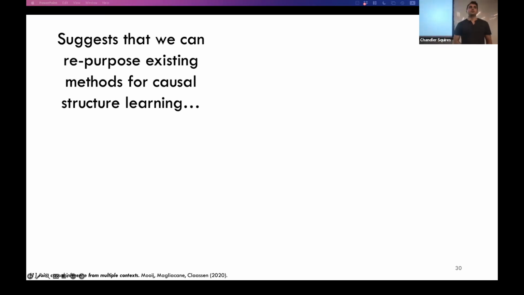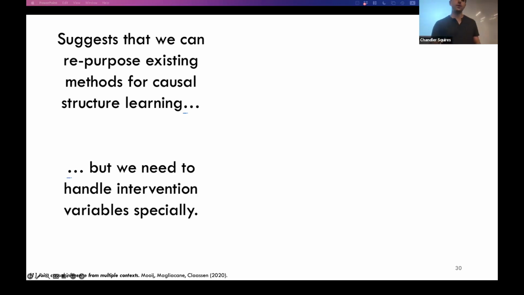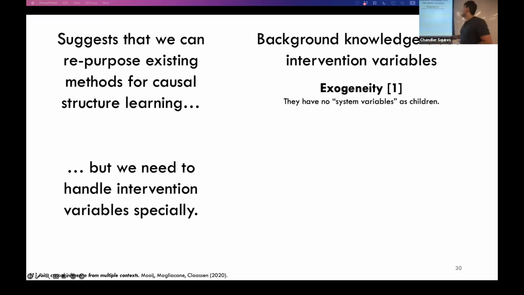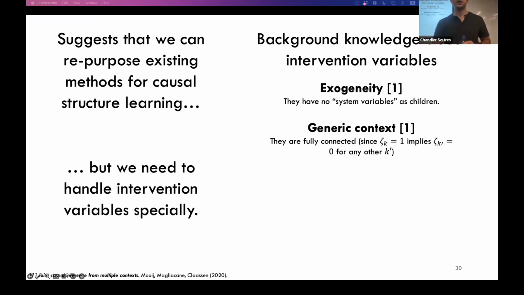So this suggests we can just repurpose existing methods for causal structure learning by adding in these intervention variables. But we do need to be a bit careful. We need to handle these intervention variables in a specific way because we have some background knowledge about them. In particular, we know that they're exogenous to our original system variables. So this should say they have no system variables as parents, right? So they're always upstream of the system variables.